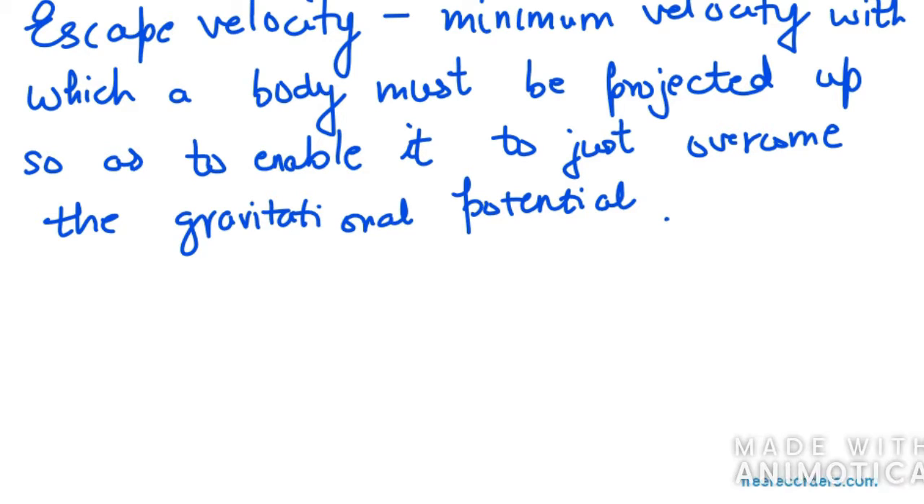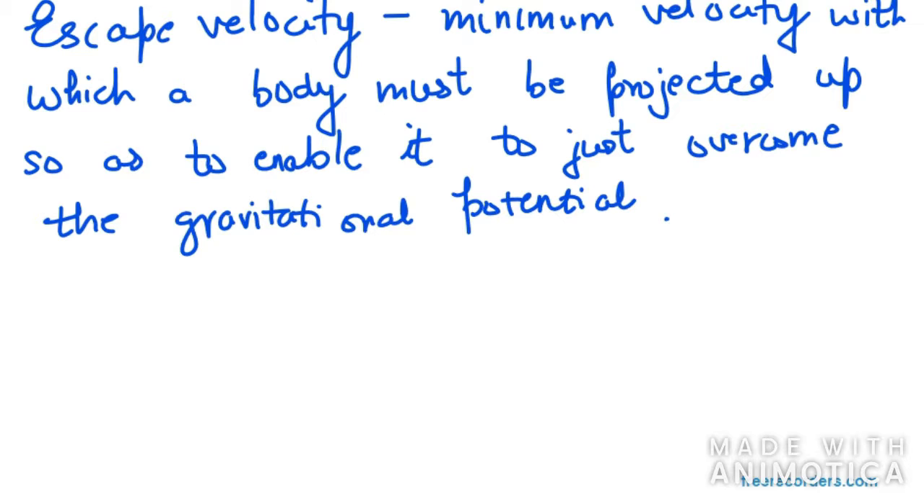So let's start with the escape velocity. Now, escape velocity is actually the minimum velocity with which a body must be projected up so as to enable it to just overcome the gravitational potential. We need to overcome the gravitational potential to escape from this orbit.